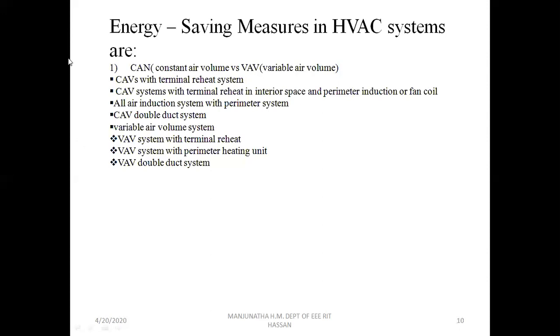And then the next one is the CAV system with the thermal reheat in the interior space and perimeter induction or fan coil. Here, for this system, the energy waste is reduced at the perimeter space, since a large portion of the air supplied to the perimeter space is recirculated within each space by either induction or fan coil units. By using fan coil units, we are going to control that air.